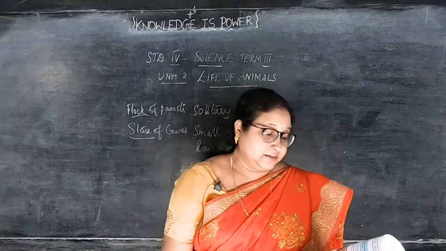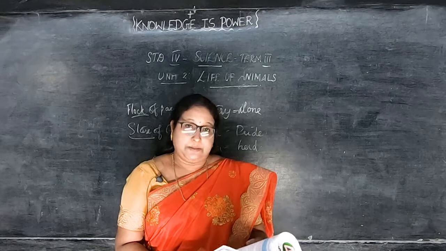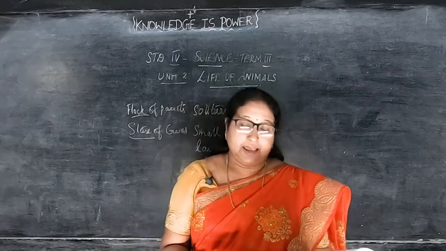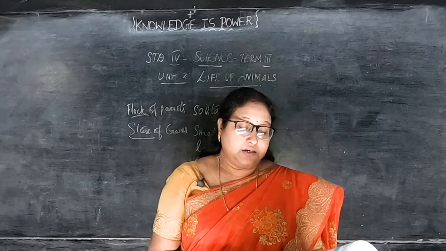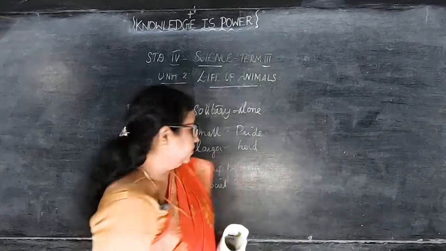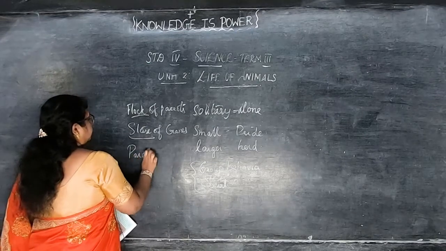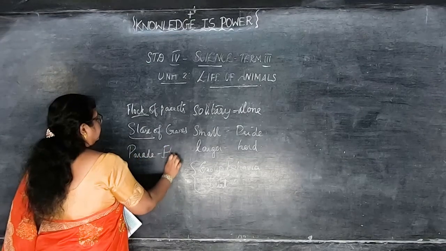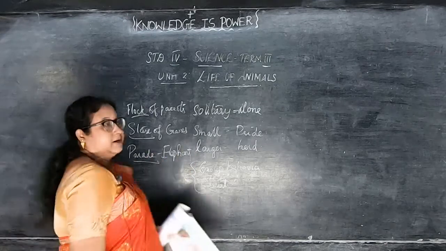Okay, then group behavior in elephants. So we have seen bees and birds. Now we are going to see about the elephants. An elephant group is called a herd or parade. So for the elephant group, we use herd or parade.